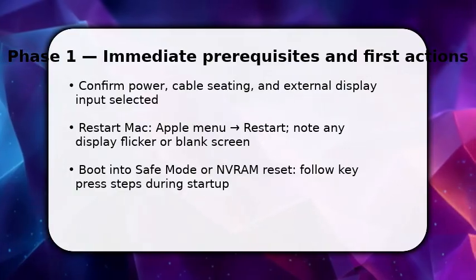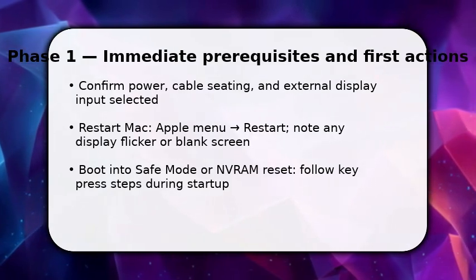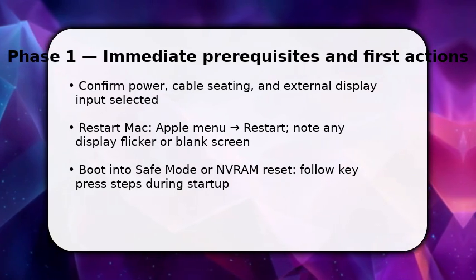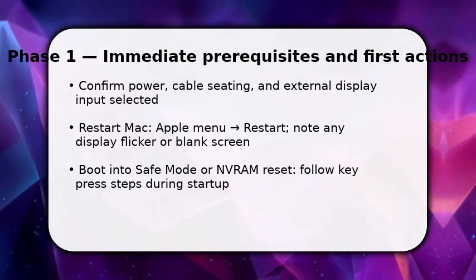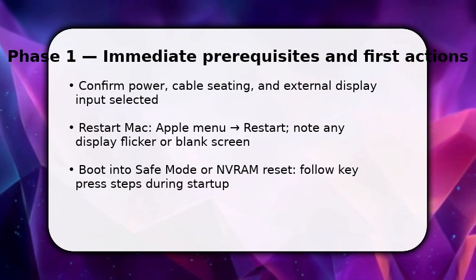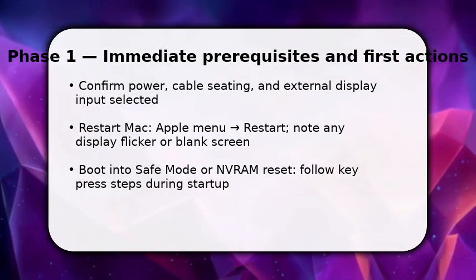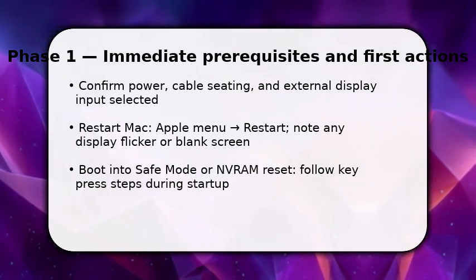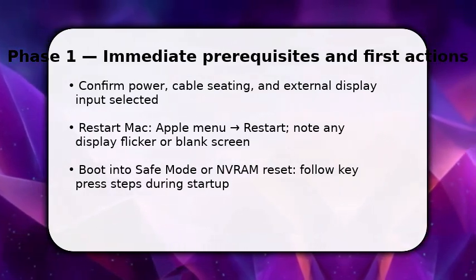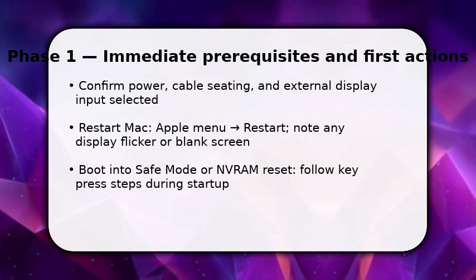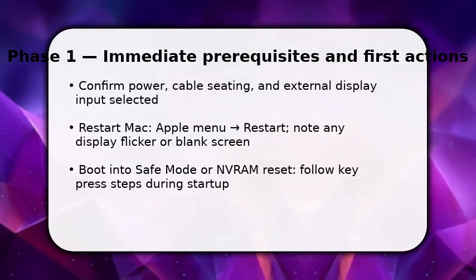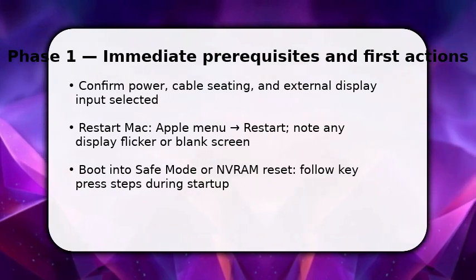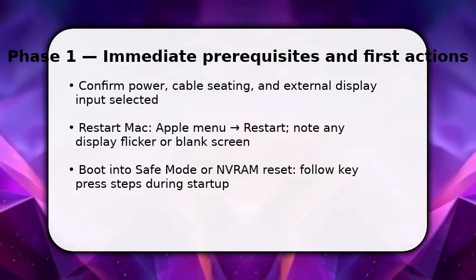You start by confirming power and cable seating. This saves time. Once done, check the external display input and restart the Mac from the Apple menu, watching for flicker or a blank screen. If the issue persists, boot into safe mode to load minimal drivers or reset NVRAM/PRAM using the specific key combo at startup. These steps isolate software from hardware causes, so you know whether to proceed to deeper checks or prepare for cable and adapter troubleshooting next.